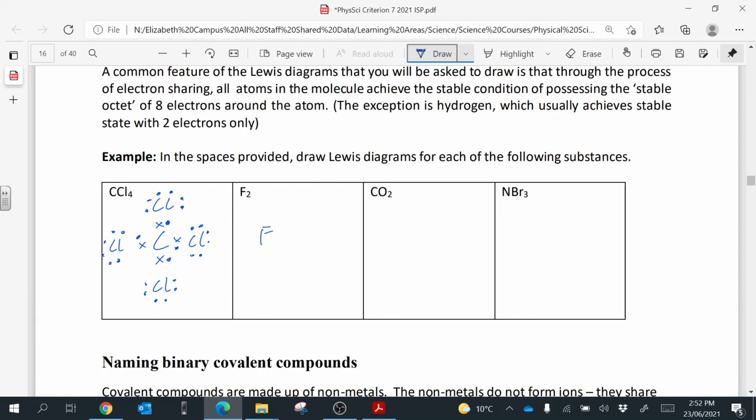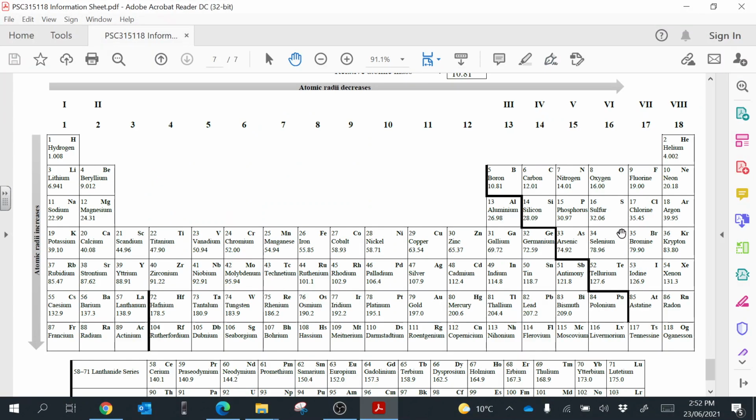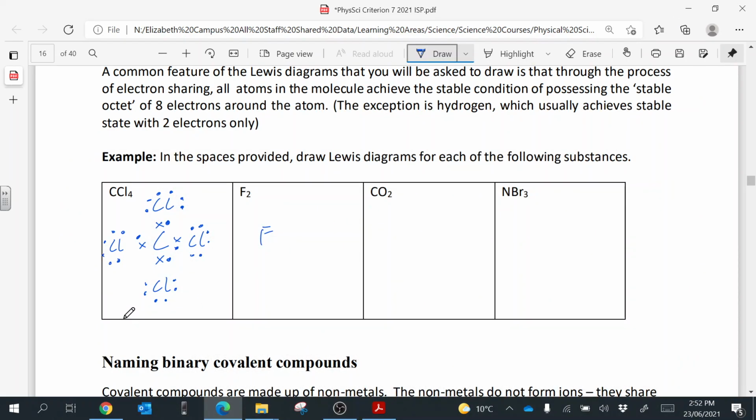If we look up F, we can see that F is in group 7 here, which means it's just like chlorine, it has 7 valence electrons. So we have an F atom here, and we have another F atom here, and I've already drawn in the dot for it. So they're sharing an electron each, so they're bonded that way.